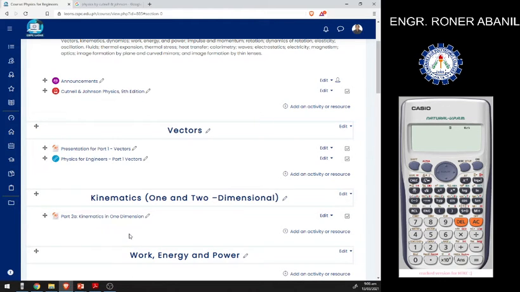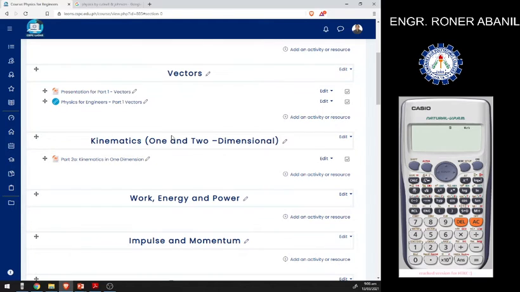So, i-discuss ko ngayon is nandito na sa kinematics. So, yung kinematics natin is nahati sa dalawa: one dimension and two dimensions. Okay? So, you can download the presentation dito sa ating CSPC Lions para maging guide nyo rin. Okay? So, this is the explanation of that presentation.